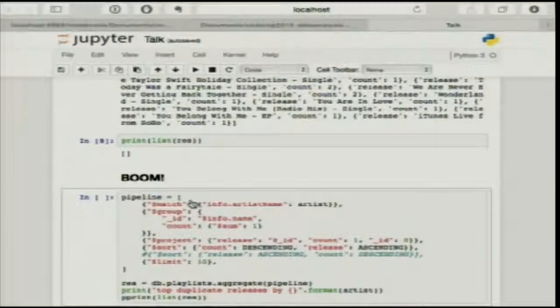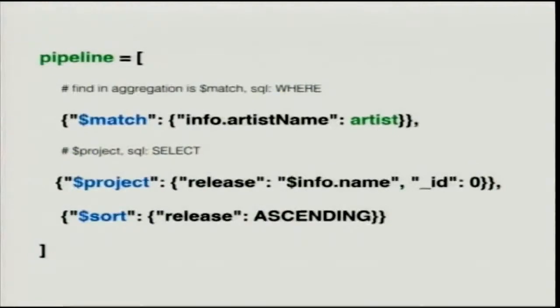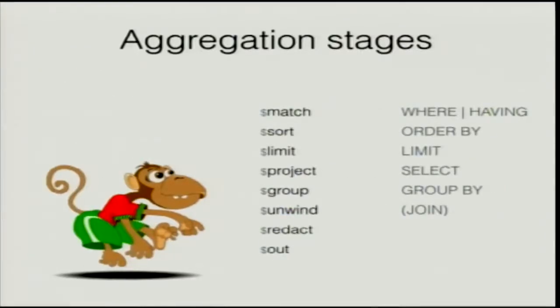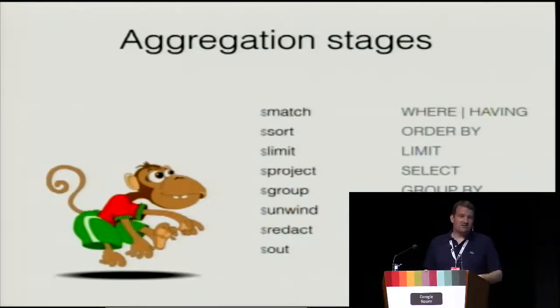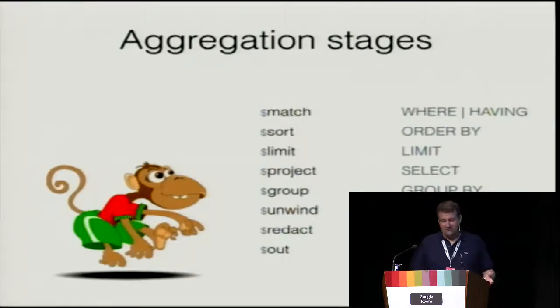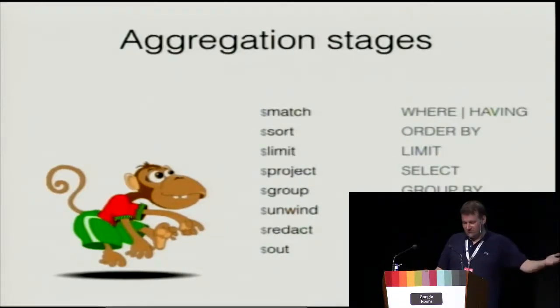All right, then let's go back here. Okay, so these are all our aggregation stages. I've put their SQL brothers on the right-hand side. So basically, match is the where or having operator. Sort, pretty obvious, is order by. Limit is also, I think, no explanation necessary. Project is a select, and we can also use it for renaming, as in SQL, for our result. Group is group by. Unwind, and we're going to go into that very soon, is somehow a little bit of a join, not really. And redact, we're not going to cover. And out is basically just an operator: please send the result of the aggregation back to a new collection in MongoDB to store it.